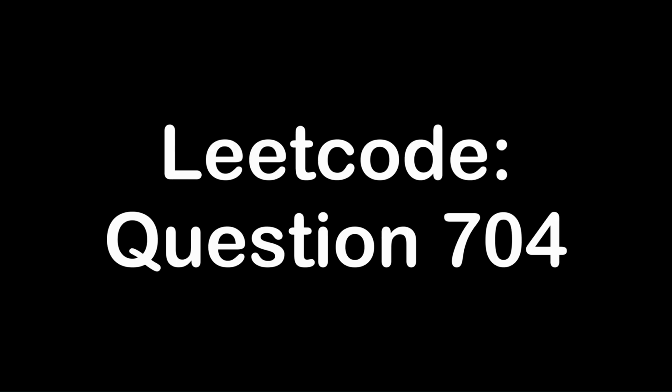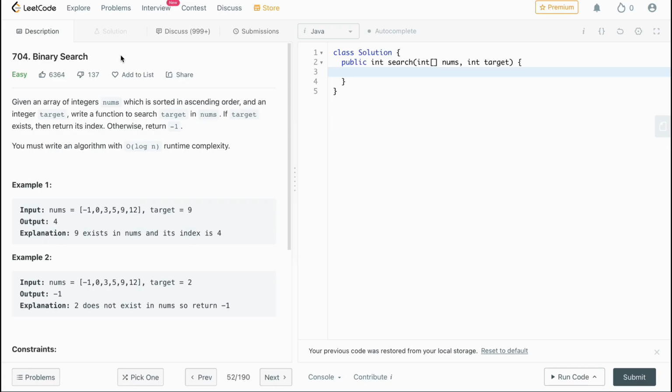Hi, today we're going to be going over the Java solution for Leetcode 704, binary search. Binary search is a fundamental algorithm in computer science, and basically we use it to search for elements in a sorted array. And the advantage is that it's really, really fast.